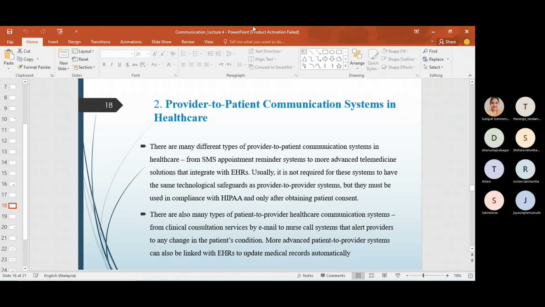Okay, and sometimes the patients might need to send some medical documents to their healthcare provider. Right? That is, there could be a patient who needs to send their medical reports and other medical documents to their healthcare provider. Right?